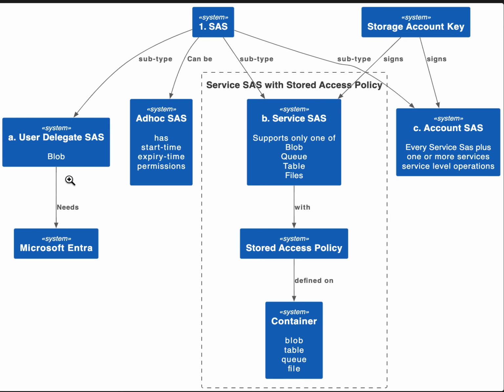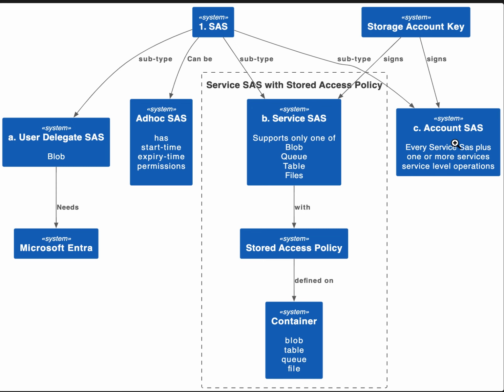The second type of SAS token that you can generate is service SAS. Service SAS actually supports blob, queue, table, files, all the types of storage account containers. But one token only supports one container type. So when you're creating this token, you specify the type of the container and also the container name, and the token is going to work only on that specific container.